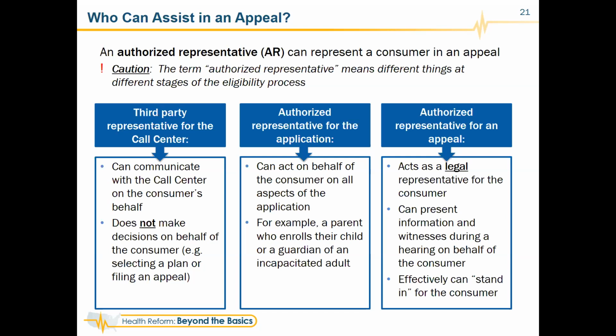We also see the term authorized representative for an appeal. And even though we're using the same terminology, authorized representative for an application and authorized representative for an appeal, in the appeal context, that authorized representative is really acting as a legal representative for the consumer. That individual can present information and witnesses, and also stand in for the consumer. So the Federal Appeals Entity can actually communicate directly with the authorized representative, even if the consumer is not on the phone or not available.